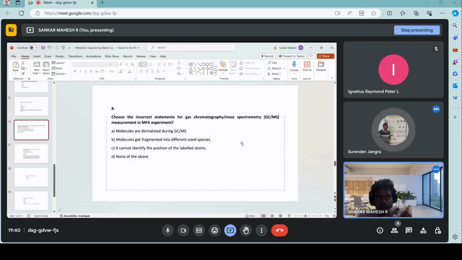So if my molecule is non-volatile, or I can say it is polar, polar molecules are usually non-volatile. So their non-polarity is increased by adding non-polar molecules to them. Basically, they are methyl groups. We add methyl groups. So it is called derivatization.